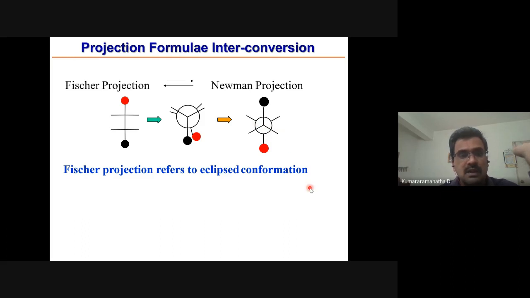All the time remember, with a Fisher projection you talk more about the eclipsed kind of conformation, and whenever you go from Newman to Fisher projection, make sure that you convert the staggered conformation into an eclipsed conformation, then label accordingly. So this is also an important and probably a little bit extended part as compared to your earlier schooling or plus 2 level study on conformations or stereochemistry.